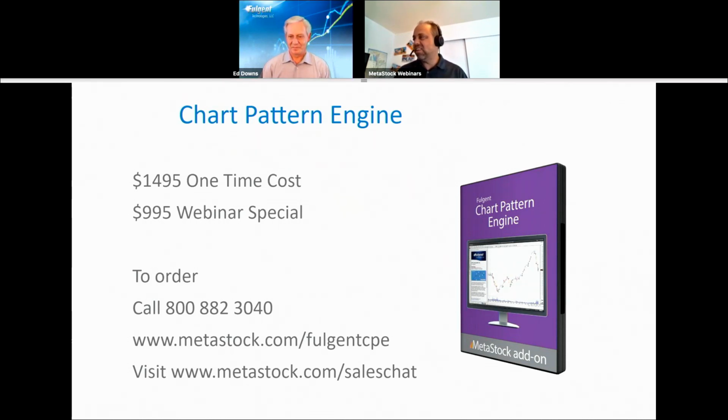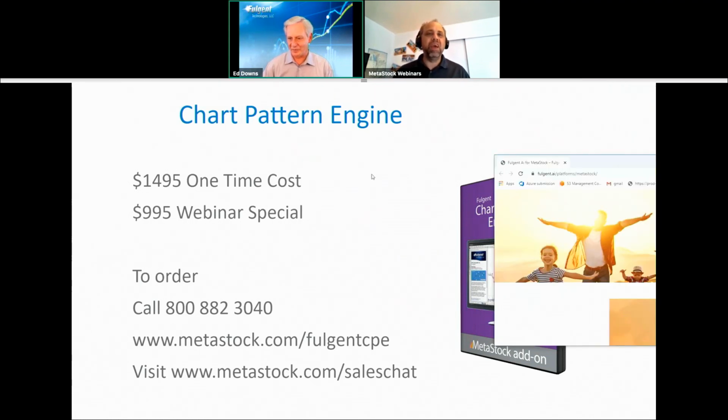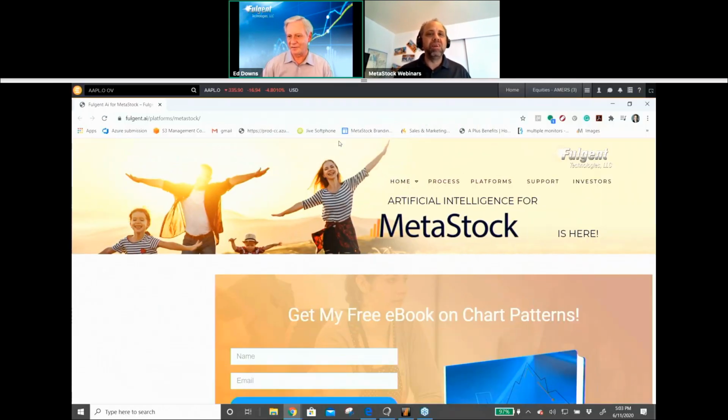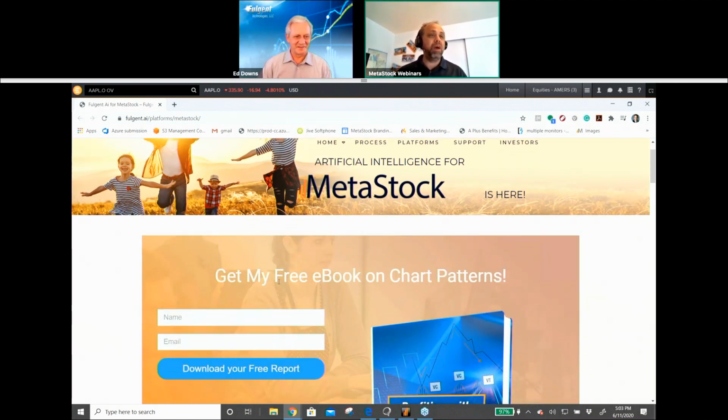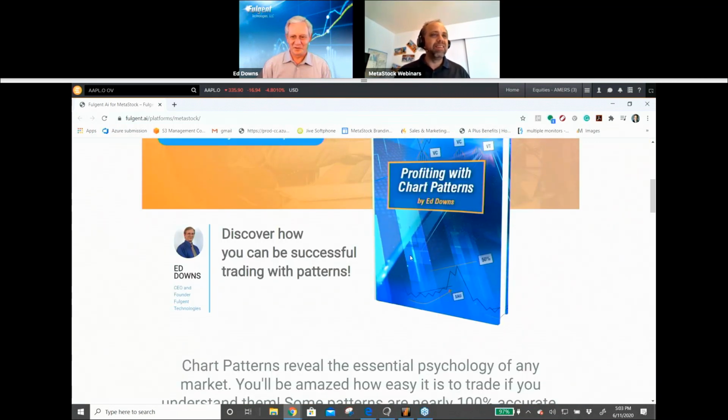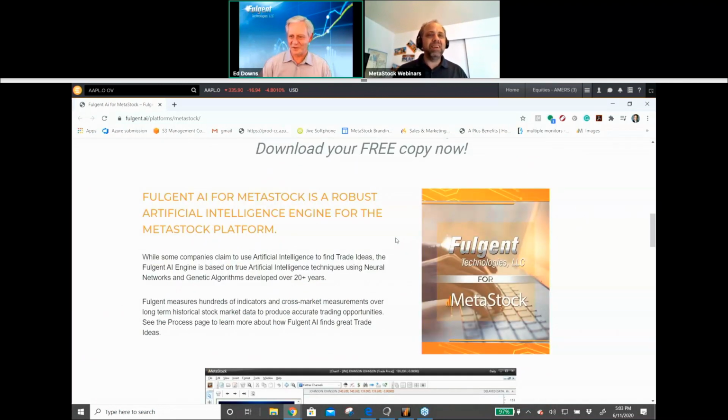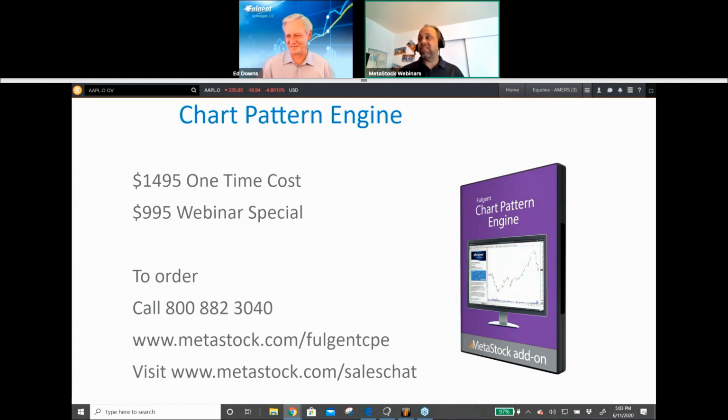Fulgent.ai/MetaStock. I don't mean to interrupt too much, just FYI, you might want to put something out later to the registrants. I go right to it. I clicked on your link, Greg, and got it. Maybe it's just something going on with my Mac. It's probably a Mac thing. I apologize for interrupting. That's okay. No problem.